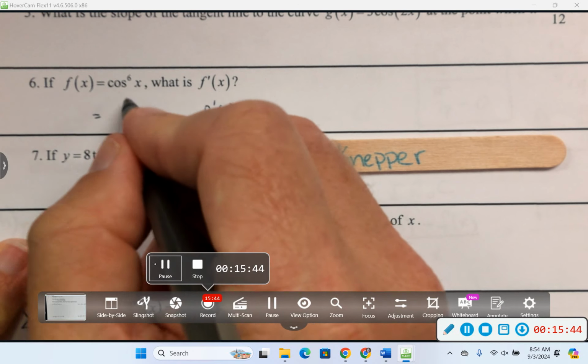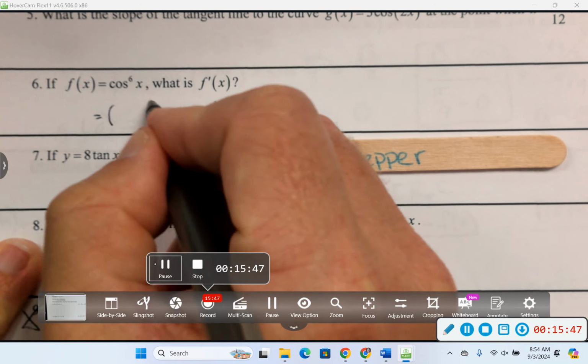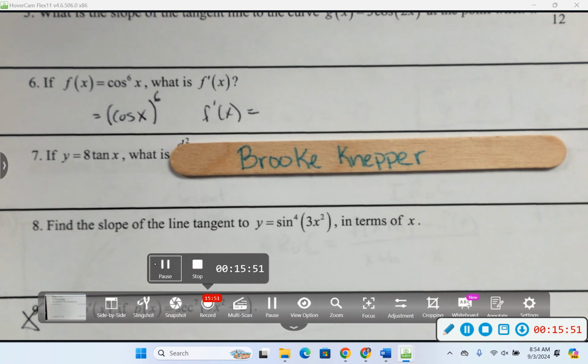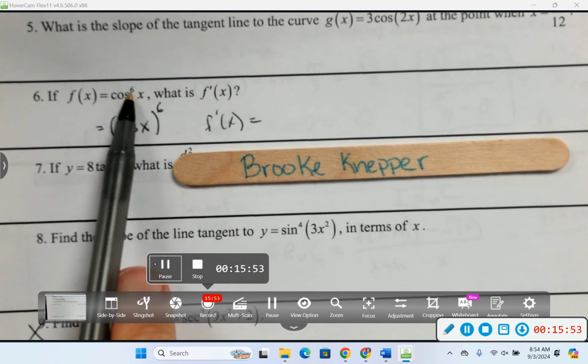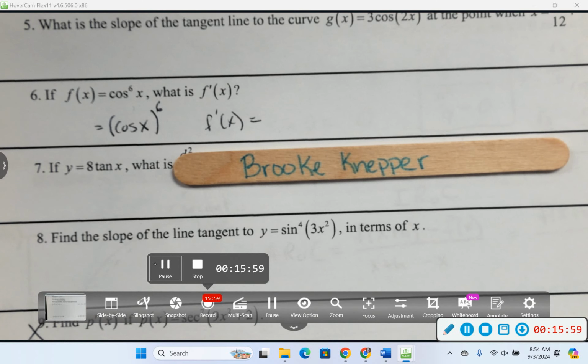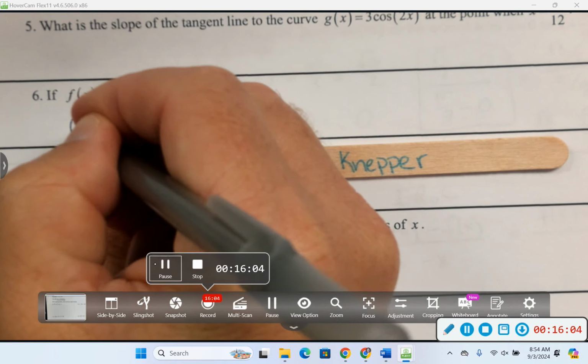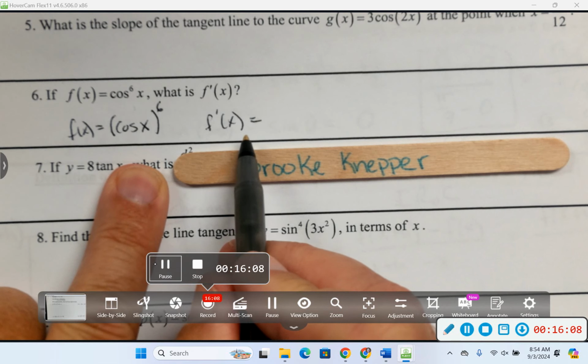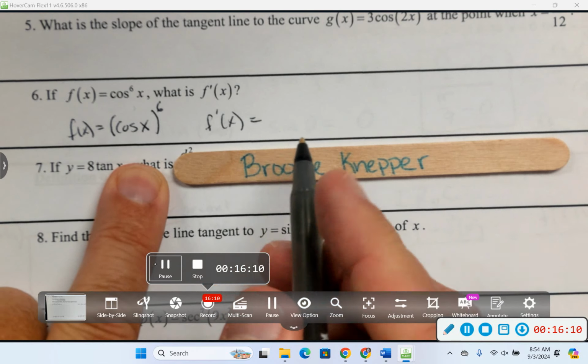The 6. It's not necessary, but sometimes it's helpful to at least think of it like this. Right? When the 6 is put right there, sometimes you get confused on who's the outermost. But what that means is take cosine of x and raise it to the 6th. So now, Brooke, does that make this problem a little bit easier to look at it like that? Okay, so now what's my answer?